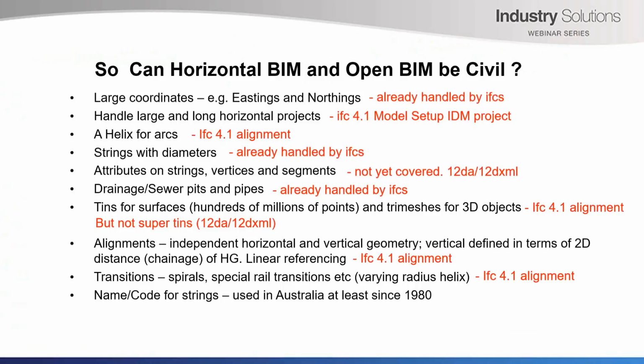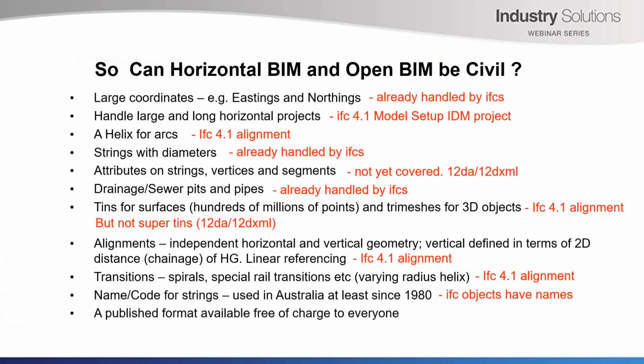Names and codes for strings, well, we've been doing that since 1980. As we saw, every IFC object has a name so it can go across in a published format, yep, IFCs and 12DA, 12XML, for any missing data. That's all published and free of charge, so you can see all those steps. IFC 4.1, which is supposed to be out at the end of this year, has most of the things covered, apart from things like super tins and maybe attributes on vertices and segments.